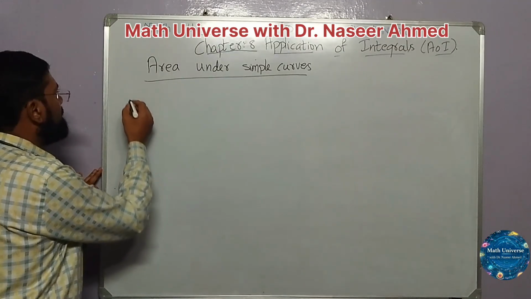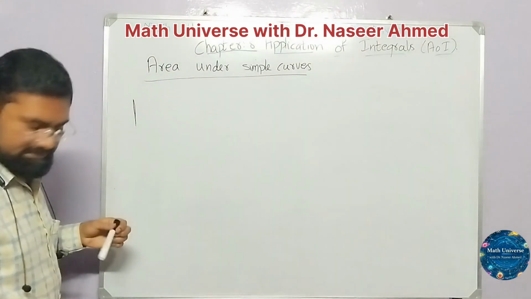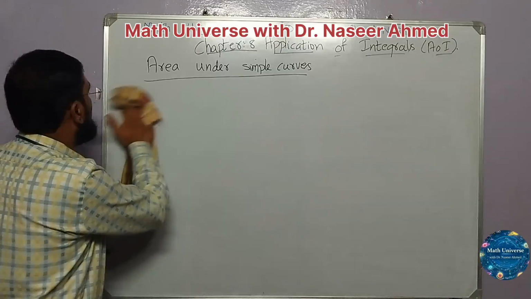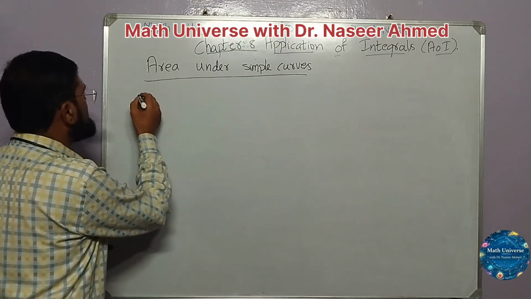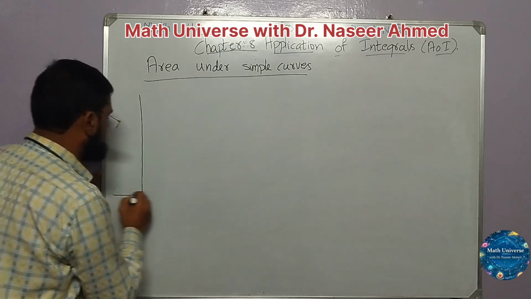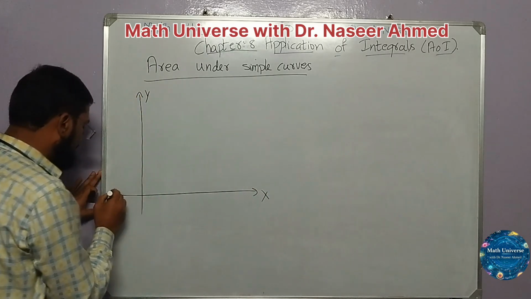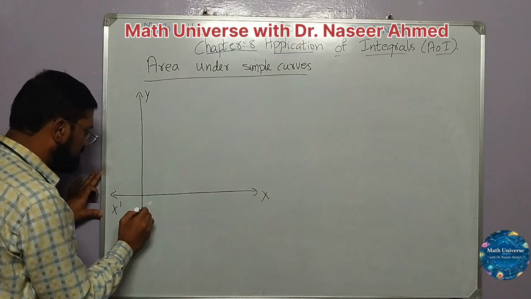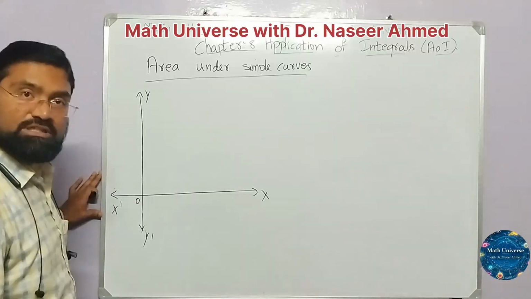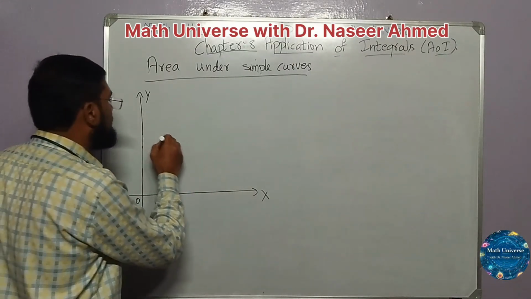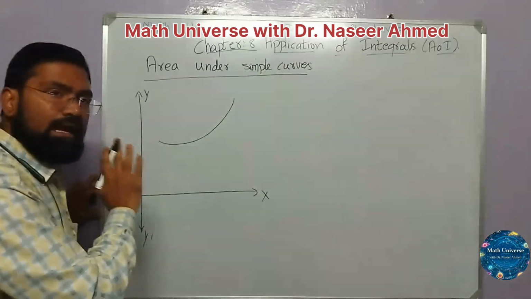Just see carefully. Let us consider the coordinate axes, the x and y axes here. As we know, they are mutually perpendicular to each other, and this point of intersection is the origin. Let us consider a curve. I have used the word curve, I have not used the word function, so it can be any curve.